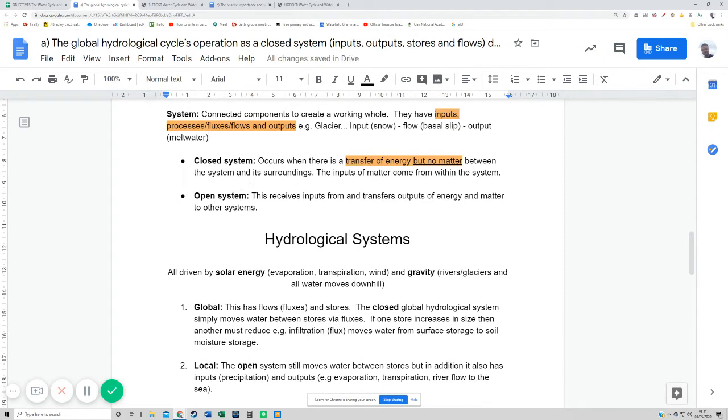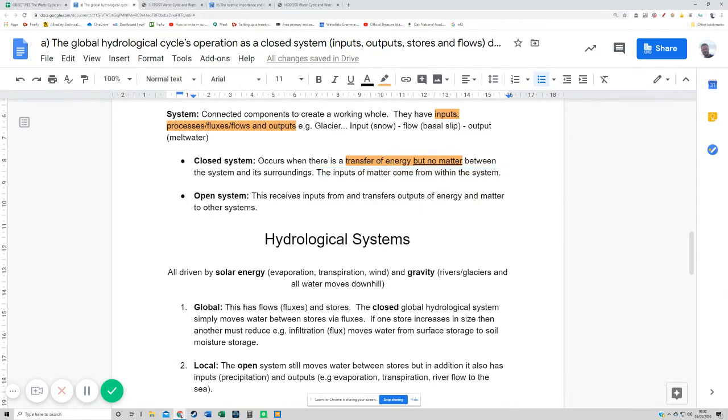Closed system. Like it says here, occurs when there is a transfer of energy but no matter between the system and its surroundings. The inputs of matter come from within the system. Or to put that in a simpler way, there's no inputs and outputs of matter to the system. So the globe does not receive water from anywhere else, nor does it lose water. The water just moved around the system from store to store via the fluxes.